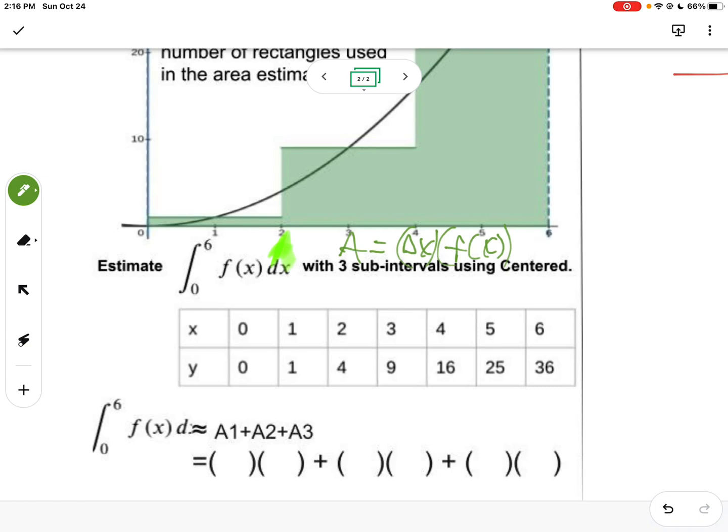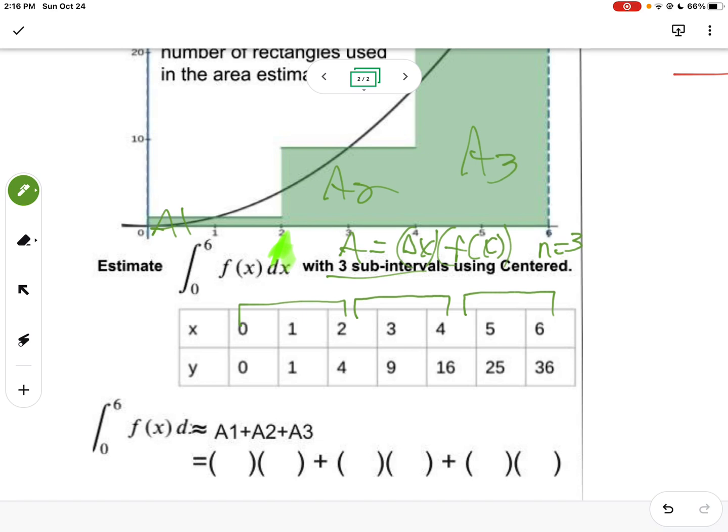So let's go ahead and do this. I said n, the subintervals, is the number of rectangles, so that's n equals 3. That means they're all 2 wide, right? We've gone through all that in previous videos. And there are our 3 rectangles: x equals 0 to 2, x equals 2 to 4, and x equals 4 to 6. Delta x is 2 each time. So that means the 3 rectangles, which we're going to call A1, A2, and A3.